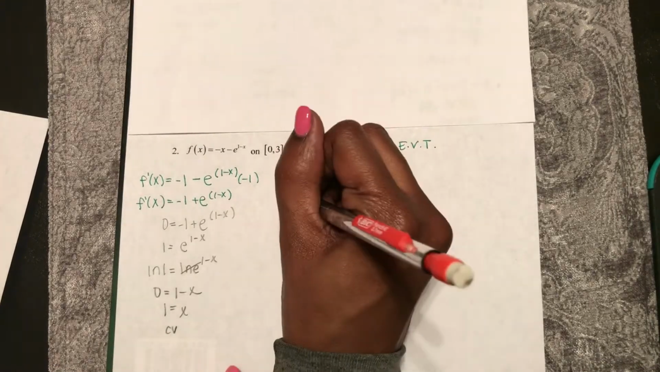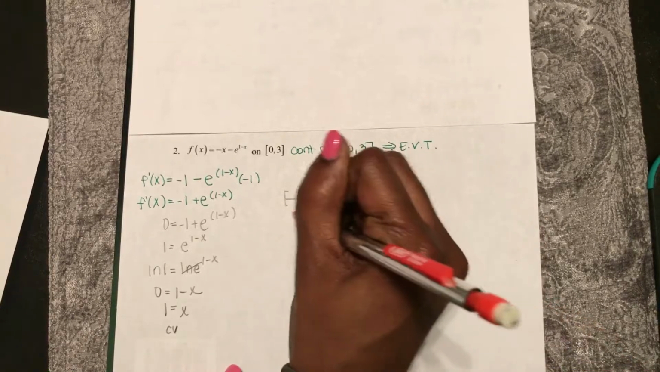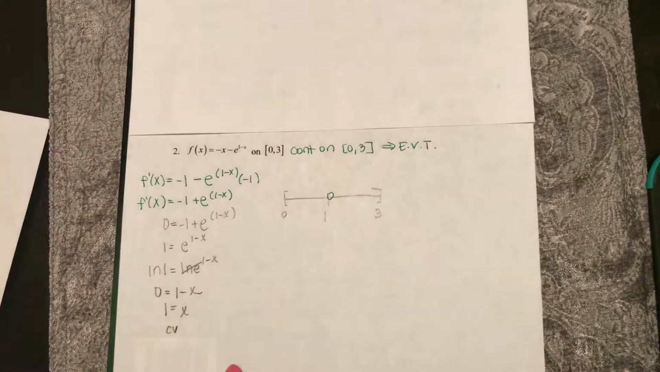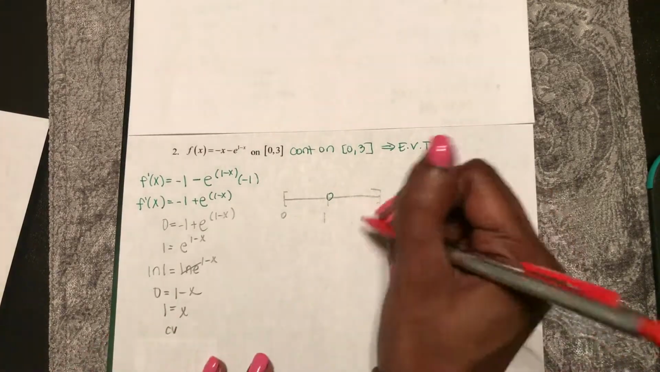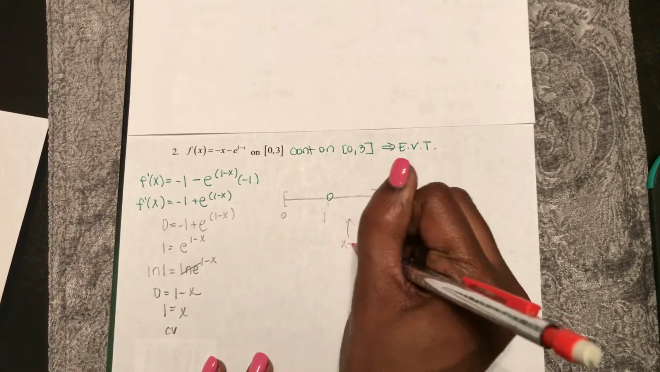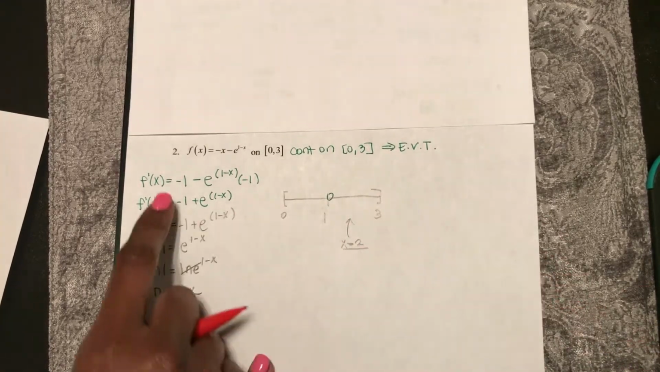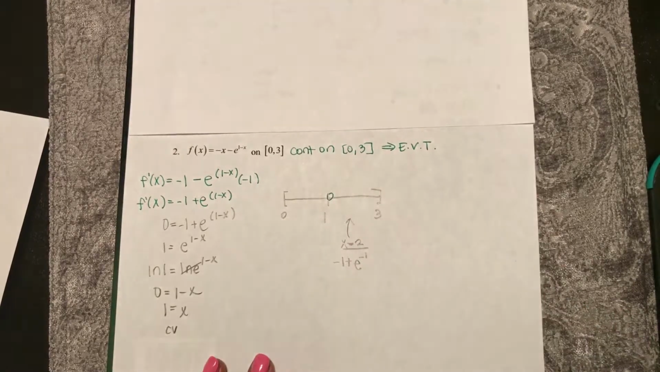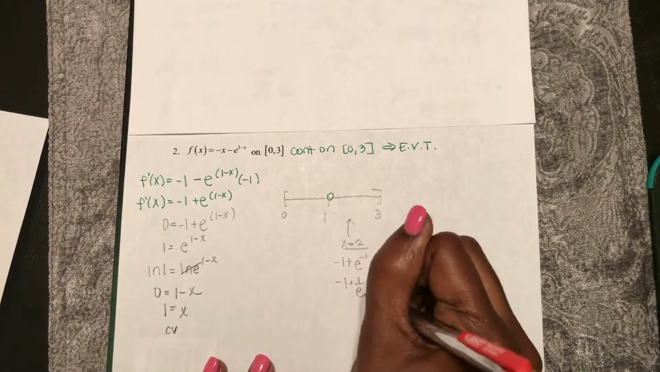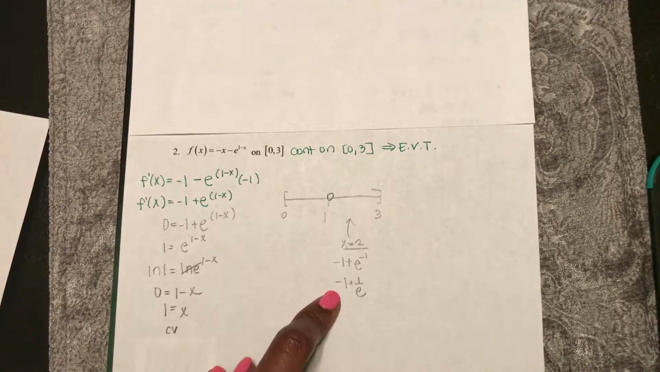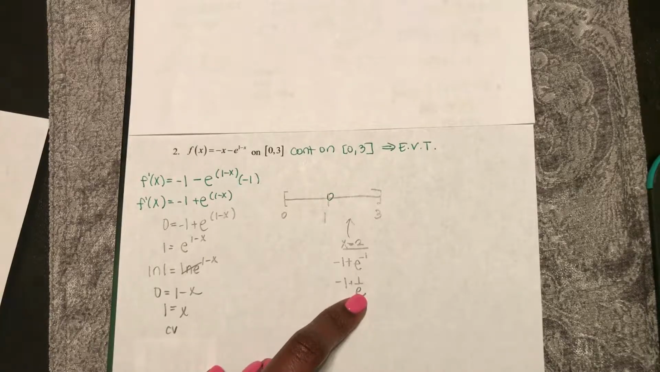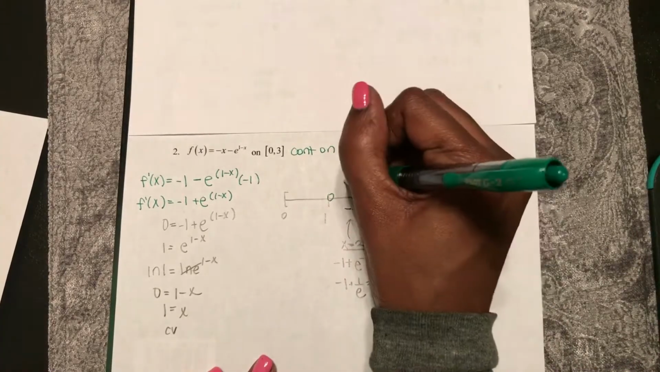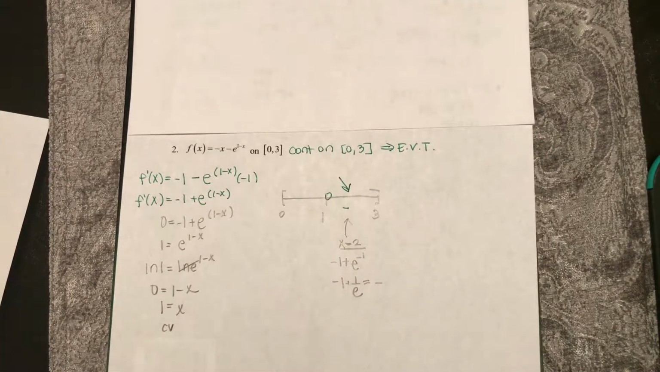So now that I know that critical value, I can sign check that derivative over that closed interval around that critical value. So to choose a number between 1 and 3, I can let x equal 2, and plugging that into my derivative is -1 plus e to the -1, which is -1 plus 1 over e. Well, -1 plus 1 divided by a number is still going to be negative. So since this is negative, I know my function is decreasing in that interval.